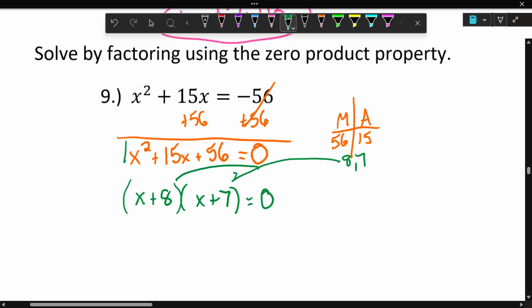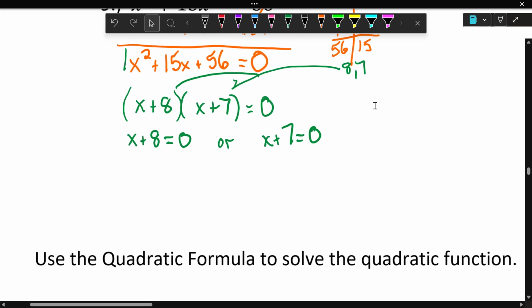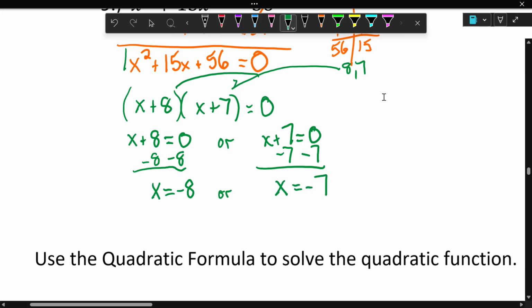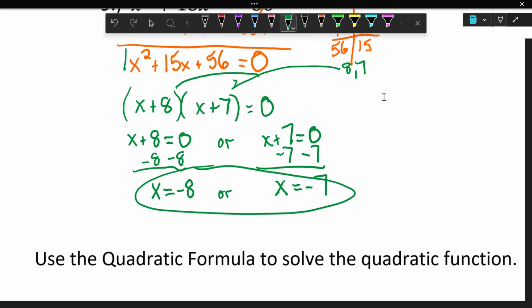Now, x plus 8 times x plus 7 equals 0. So that means either x plus 8 equals 0 or x plus 7 equals 0, because to multiply two things and get 0, one of them has to be 0. So we subtract 8 from both sides to solve for this first one: x equals negative 8. Or we subtract 7 from both sides on the second equation, and we get x equals negative 7. So those are our two solutions there. Our two x-intercepts if we were to graph that.